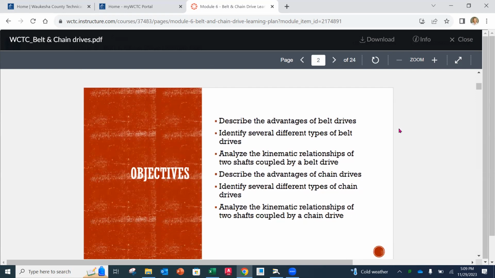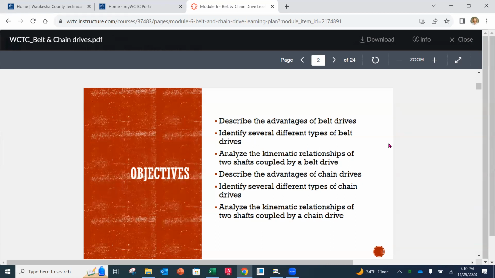So the objectives for this particular chapter are to look at belt and chain drives and identify their advantages, where their applications would be most suited, looking at different types of belt and chain drives themselves, looking at the kinematic relationships for each one of those, and also making sure that we can identify, using standard sizes, whether it's pulleys for a belt drive or sprockets for a chain drive, what the two sprockets or sheaves would be for each, and then what the belt or the chain length would be as well.